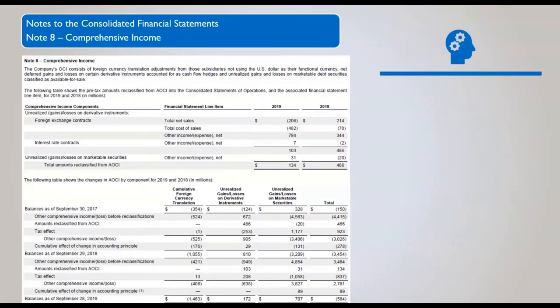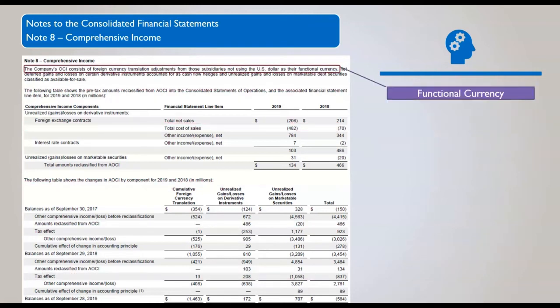The next note in this section is Note 8, Comprehensive Income. First part to highlight here is the functional currency. So functional currency refers to the main currency used by a company or a business or a unit of business. It is the monetary unit of account of the principal economic environment in which an economic entity operates. Note that this is different than reporting currency, which is the currency that the financial statements are prepared in.